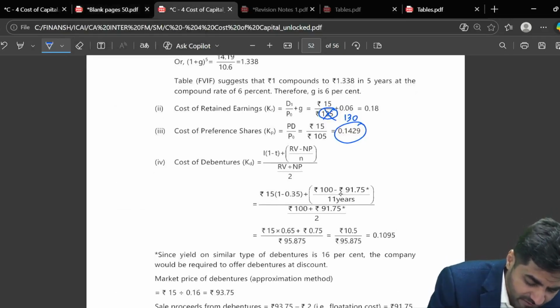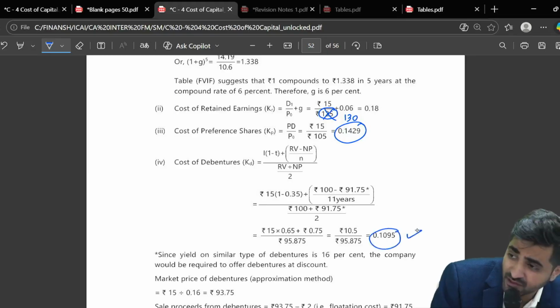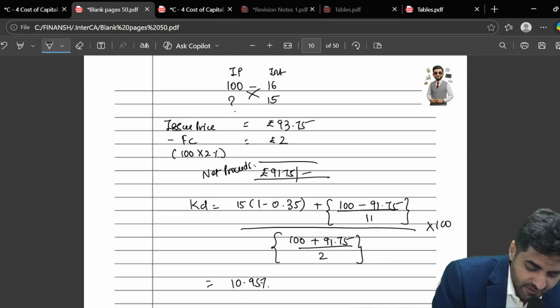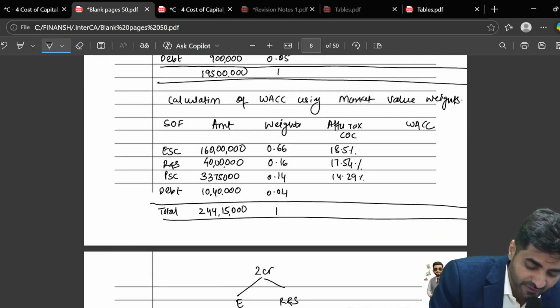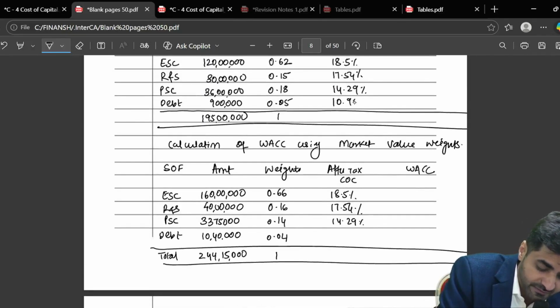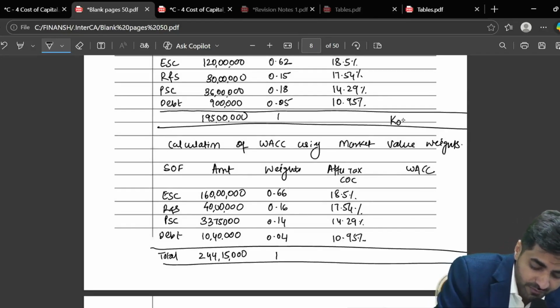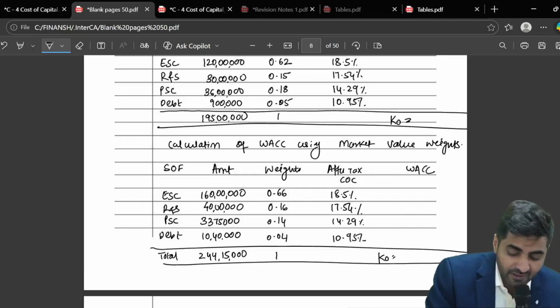10.95 is the answer. 95 only is coming, na? 10.95. So this is your KD, 10.95. So then can I substitute here 10.95%, yes or no? Yes, sir. And this will actually help you to calculate your KO. I'll be getting my KO.